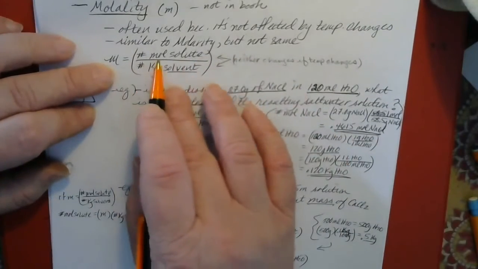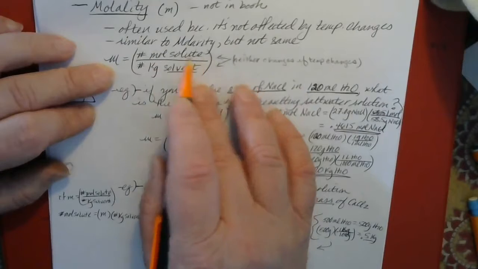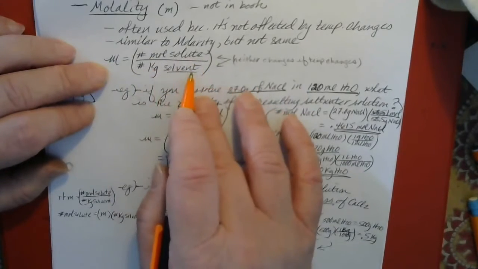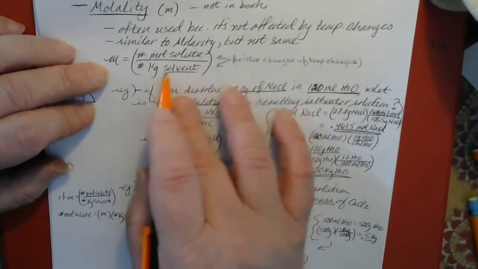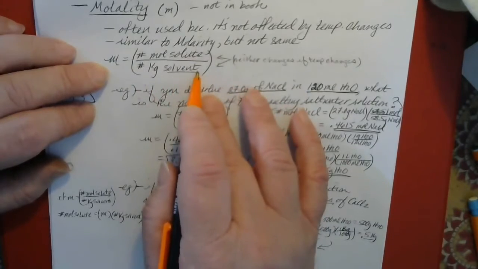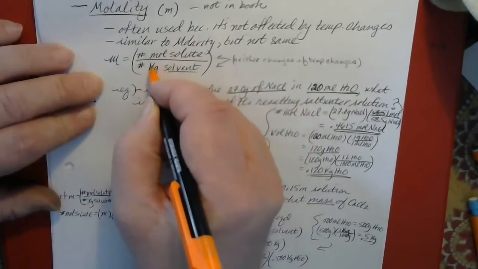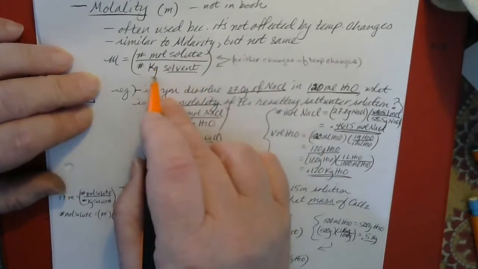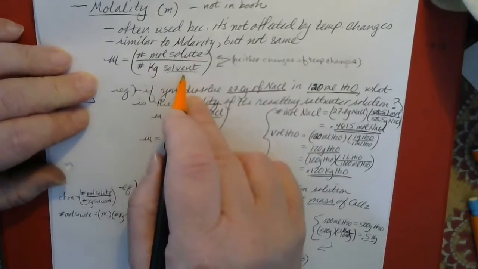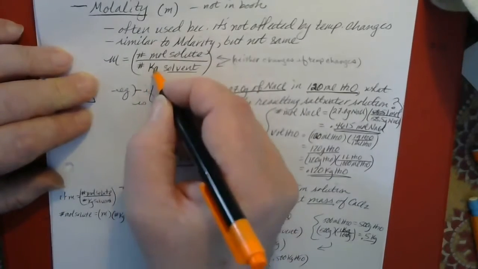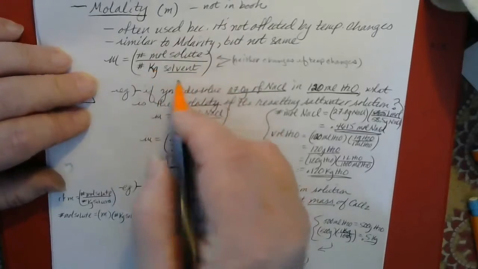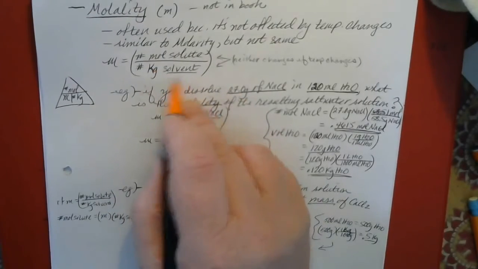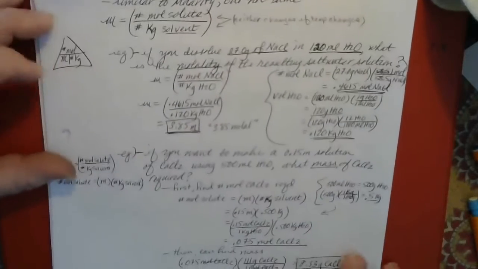Molality is the number of moles of solute divided by the number of kilograms of solvent. Solvent, not solution, solvent. And so that's the big difference here. Instead of volume of the entire solution, it's the mass of the entire solution in kilograms. Or sorry, see, I'm even screwing it up. The mass of the solvent alone in kilograms.